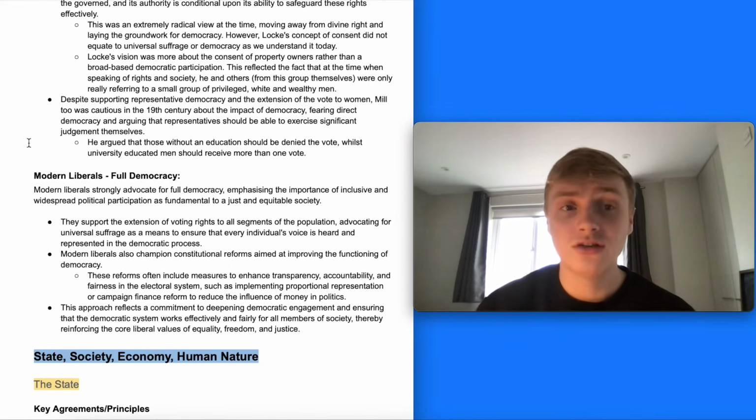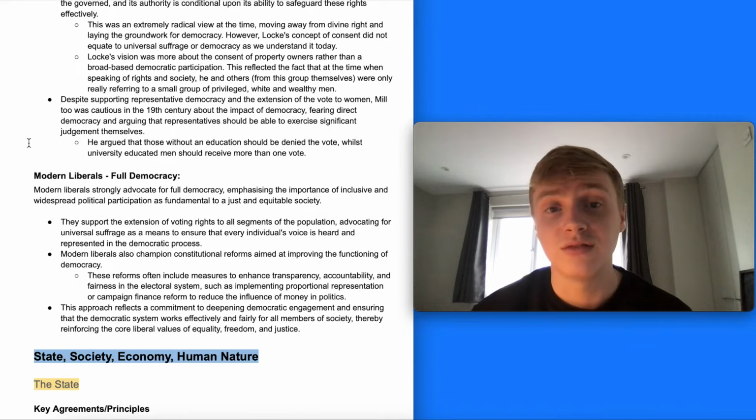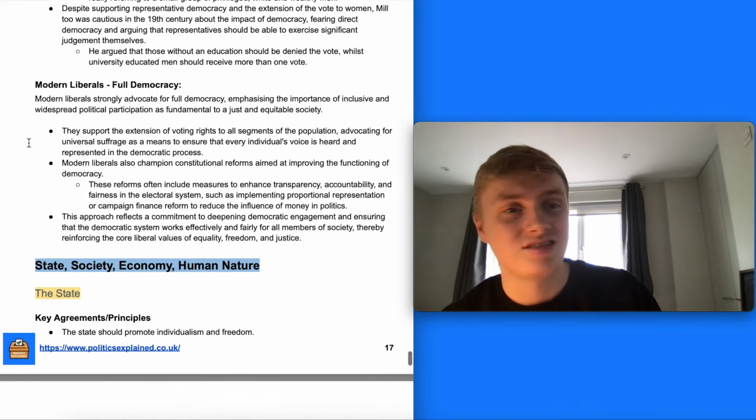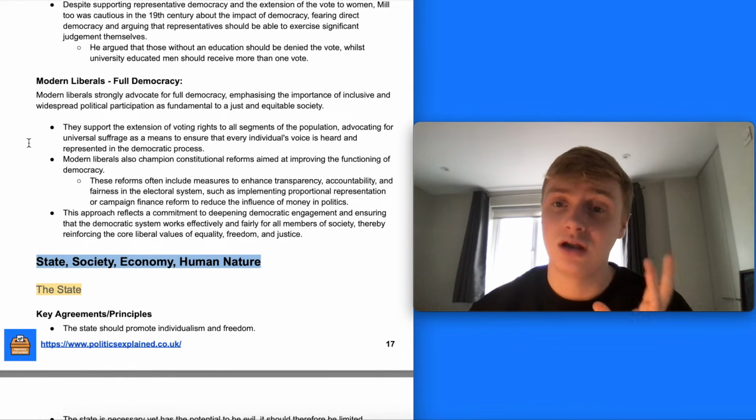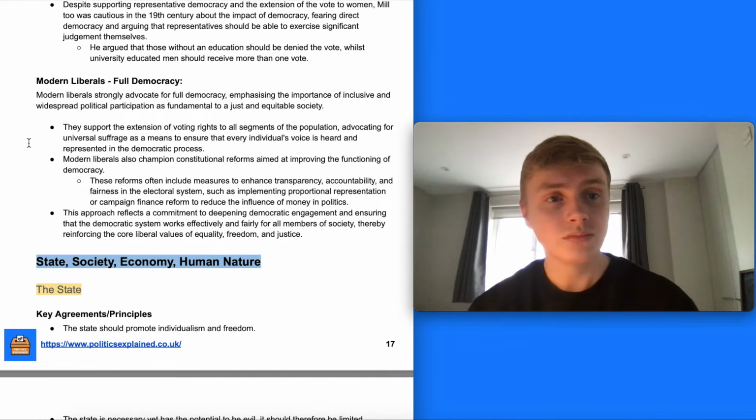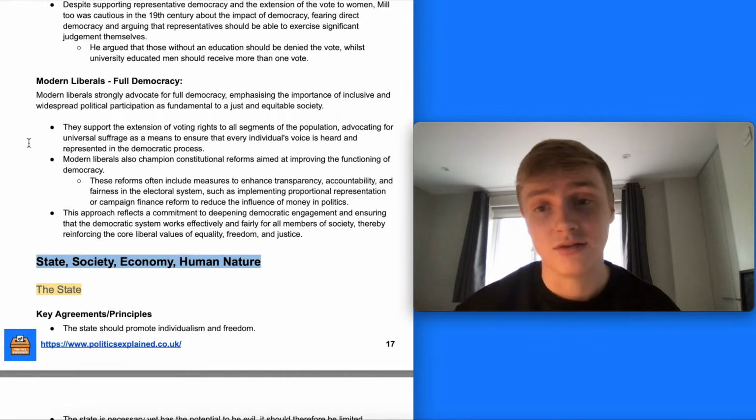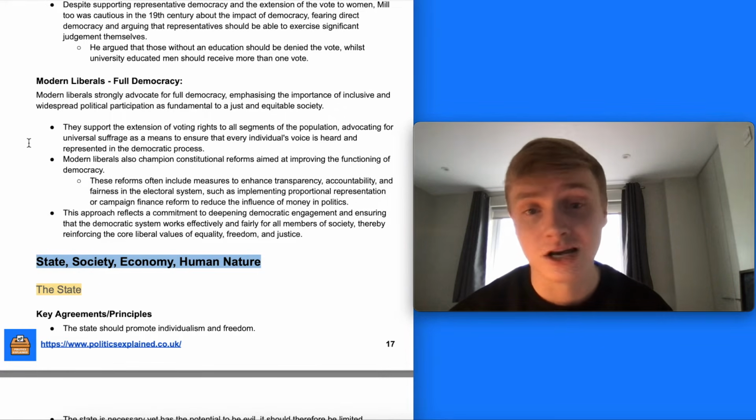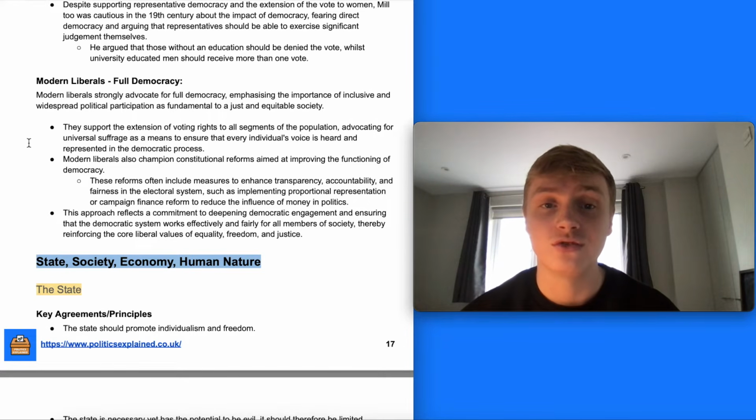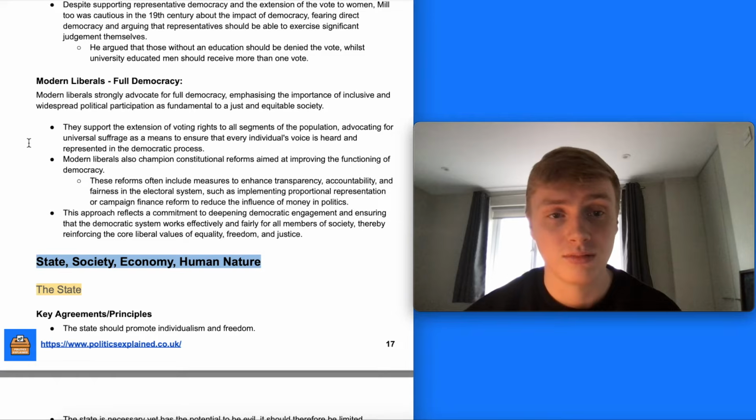And you see this in Mill as well. Despite supporting representative democracy and the extension of the vote to women, John Stuart Mill was cautious about the impact of democracy, fearing direct democracy and arguing that representatives should be able to exercise significant judgment themselves. Modern liberals, by contrast, especially in the 20th century, advocate for full democracy. They do support limited government, and they don't advocate for referendums and direct democracy. But they do believe in the extension of voting rights to all segments of the population, universal suffrage, as a means to ensure that every individual's voice is heard and represented in the democratic process.